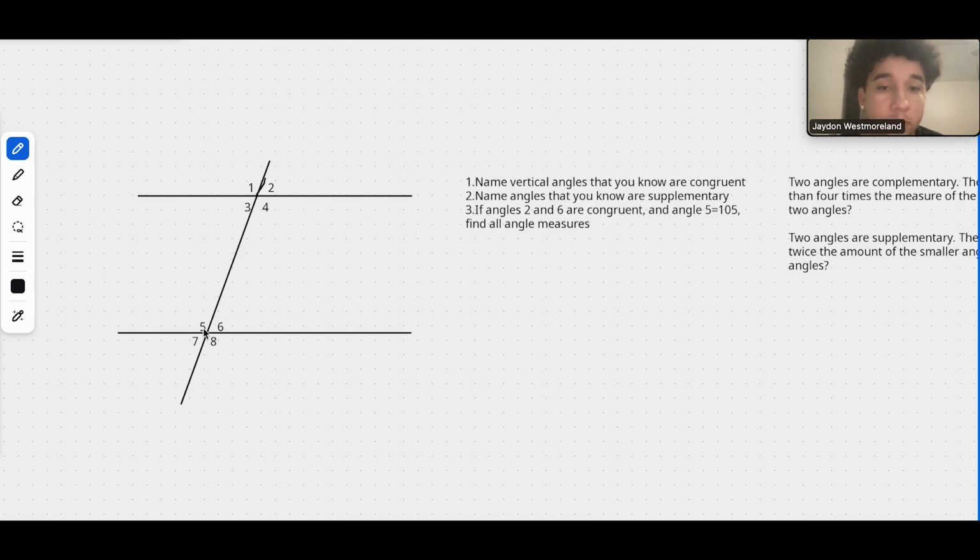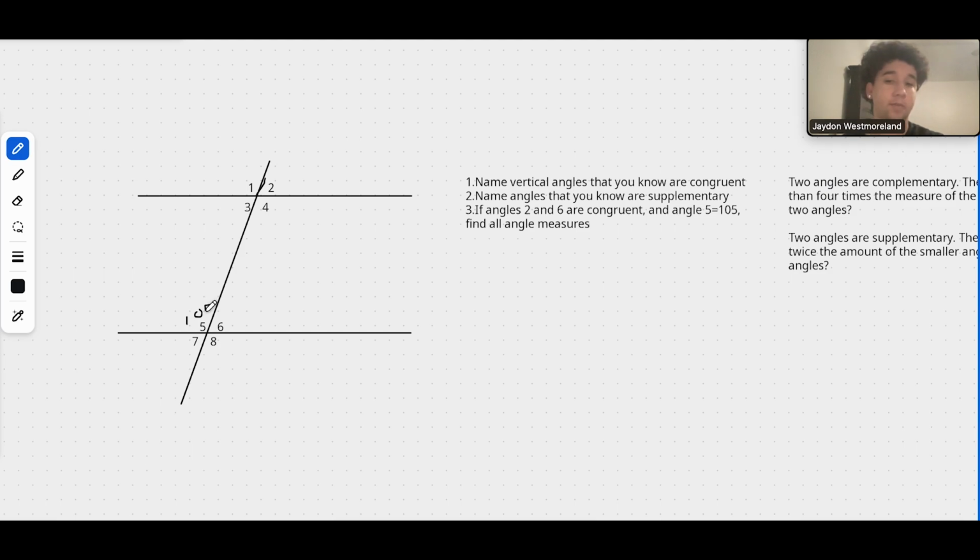Okay, if angles 2 and 6 are congruent, what does that mean? It means 2 and 6 are the same angle. That makes sense because these are corresponding angles. In other words, angles that look the exact same, just on opposite sides of the two parallel lines. And angle 5 here is 105. Find all the angle measures.